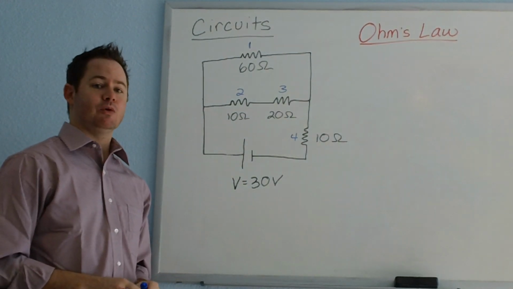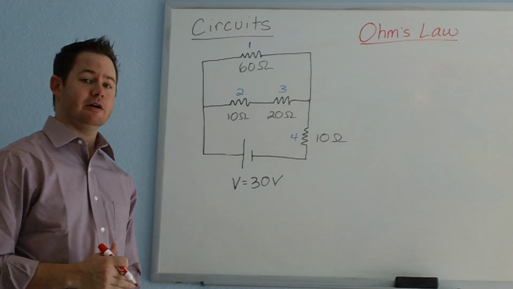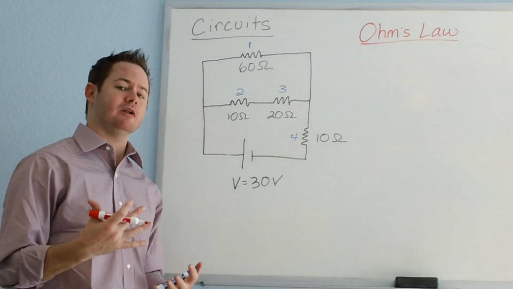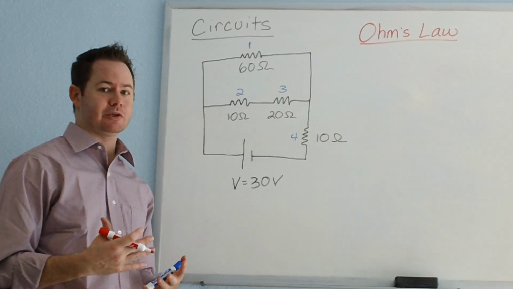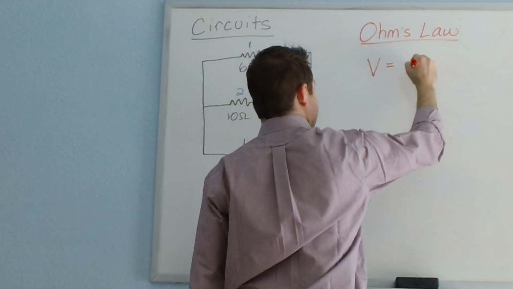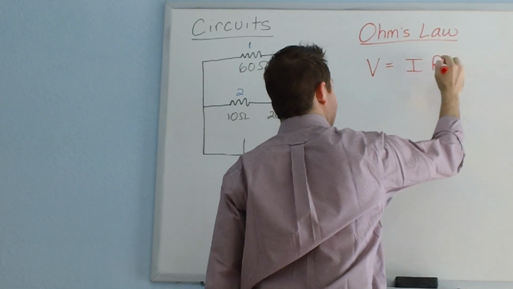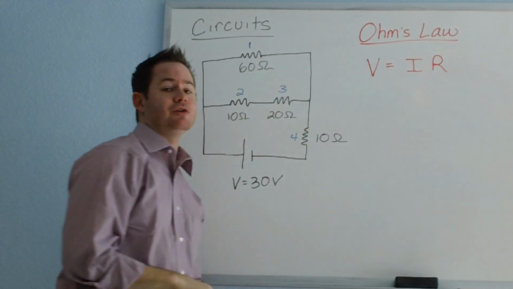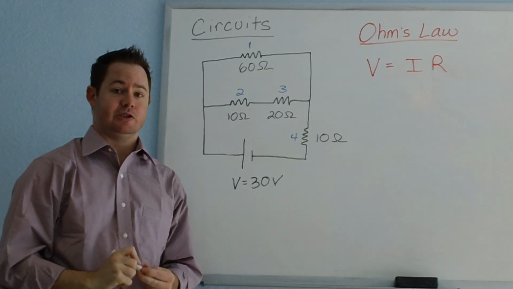So in order to calculate equivalent resistance, we need to use Ohm's law, and that's really the most important law to keep in mind whenever dealing with circuits. And that law is V, which is voltage, is equal to IR, current times resistance. Your voltage is equal to your current times resistance.